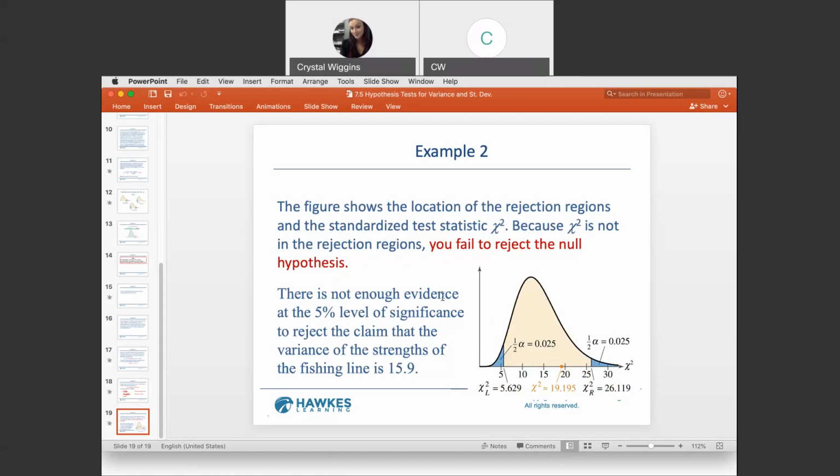So there is not enough evidence at the 5% level of significance to reject the claim that the variance of strength of the fishing line is 15.9. So essentially we're saying we do not have evidence to show that it's anything other than 15.9. And this concludes our lecture on 7.5.